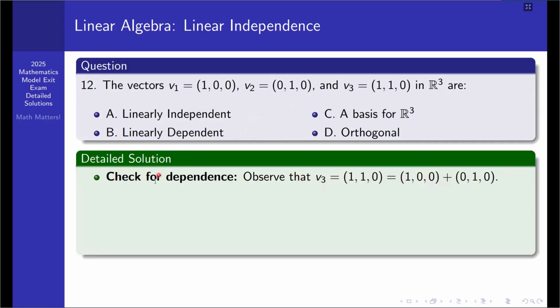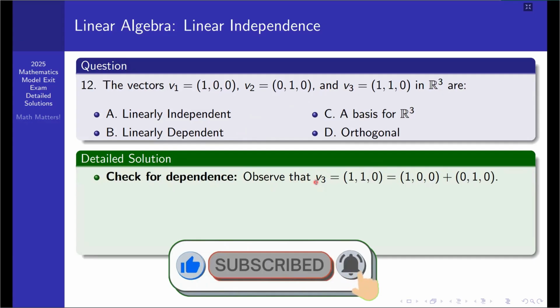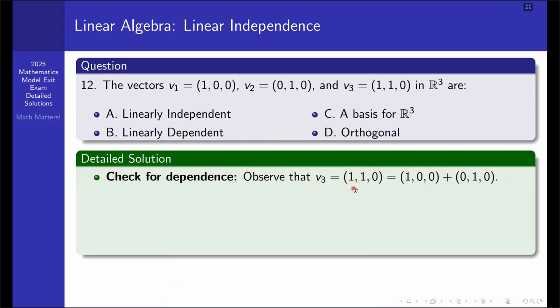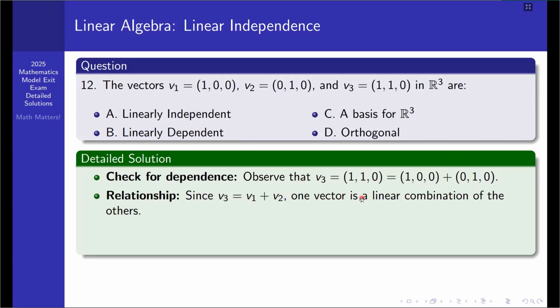Therefore, for checking the dependence, observe that the third vector, that's simply (1, 1, 0), is the sum of the first two vectors v1 and v2, which are (1, 0, 0) plus (0, 1, 0). Therefore, v3 depends on the two vectors, or simply v3 is expressed as a linear combination of the rest of the vectors, so that these three vectors are said to be linearly dependent.